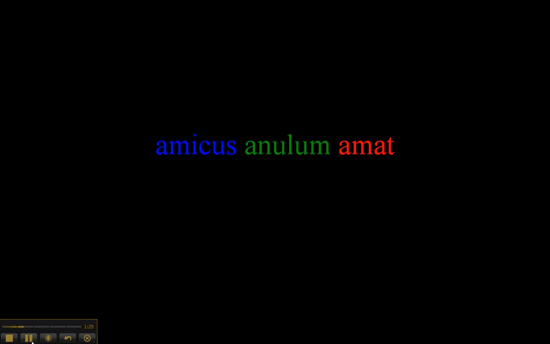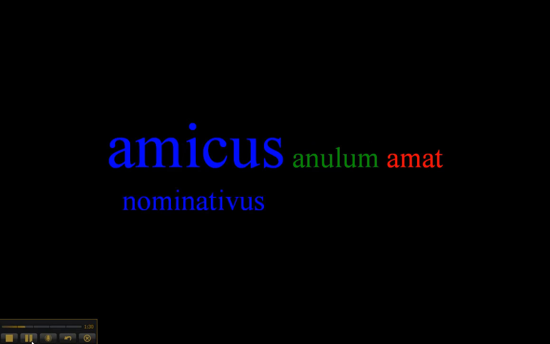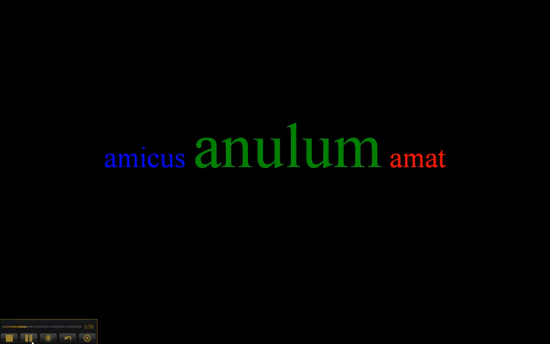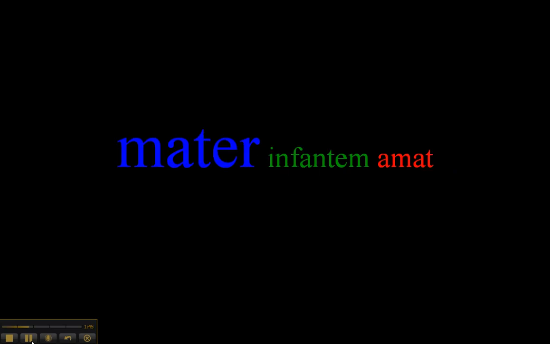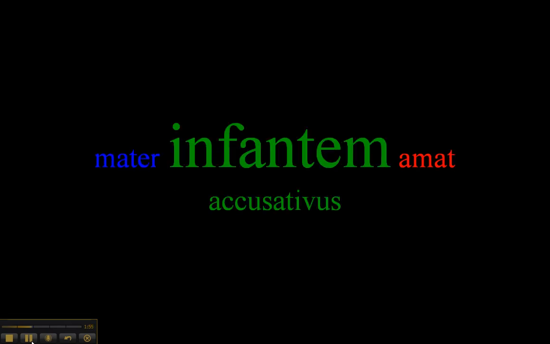Focusing in on Amicus anulum amat, the amicus is the nominative because he is doing the loving. The anulum is the accusative because it is receiving the love. Mater infantem amat. If we focus in on mater, again, she's the subject of the sentence. She is doing the loving, so she is the nominative. Infantem is the direct object. He's receiving the love, so he's the accusative.